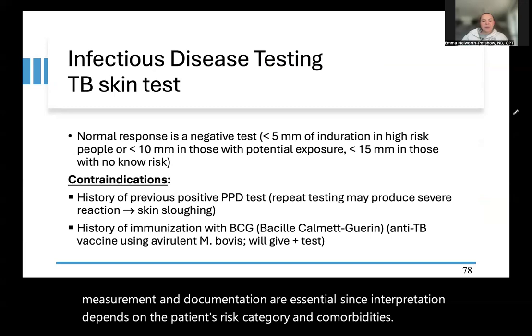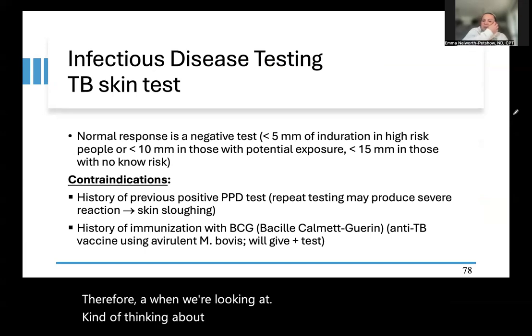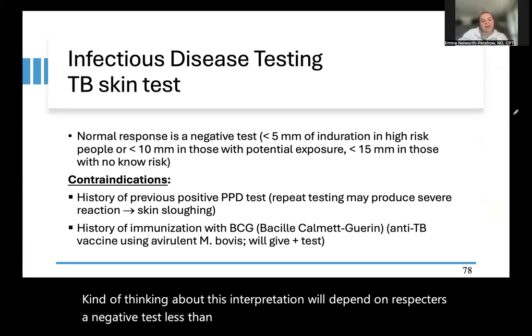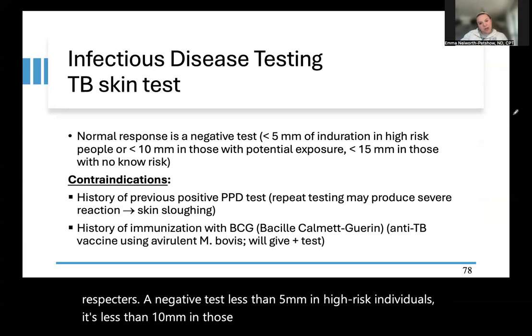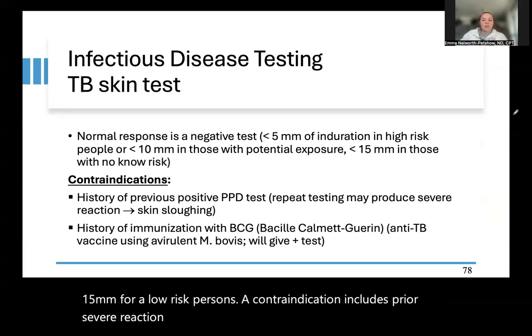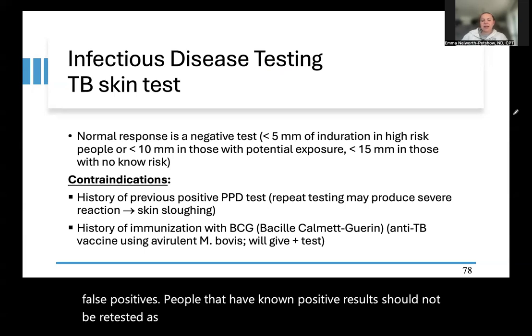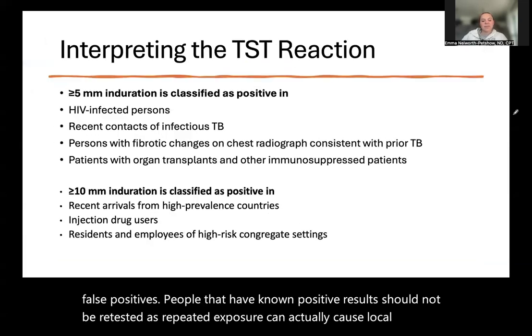Therefore, interpretation will depend on risk factors. A negative test is less than 5 millimeters in high-risk individuals, less than 10 millimeters in those with potential exposure, and less than 15 millimeters for low-risk persons. A contraindication includes prior severe reaction to PPD or prior BCG vaccination, which can cause false positives. People that have known positive results should not be retested as repeated exposure can actually cause local skin necrosis.